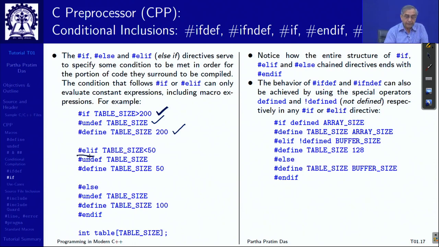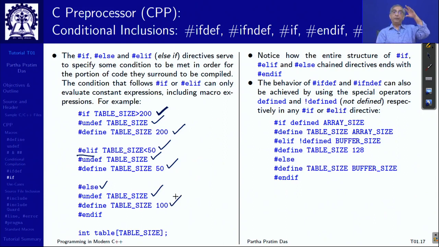Else, it is called else if. You are saying else, and again you want to do if, combined together into a macro directive #elif, else if. You checked for greater than 200, now you are checking for less than 50. If it is, then you undefine and make it 50. So, if it is greater than 200, you are making it 200, if it is less than 50, you are making it 50. Else, so in a chain of if, else if, else if, else if, the last one has to be else. Else, you just undefine and define a fresh value 100.